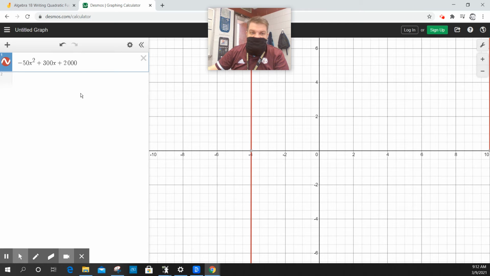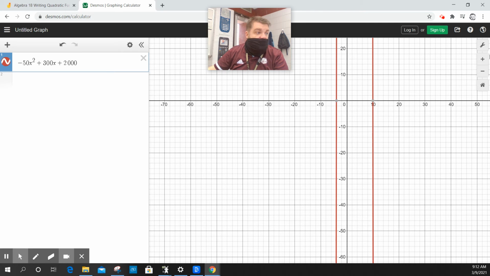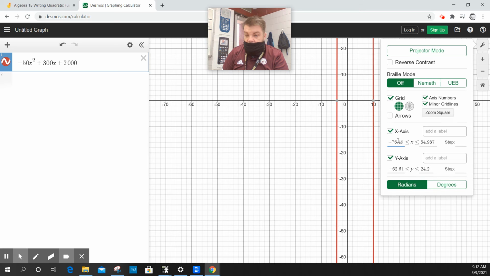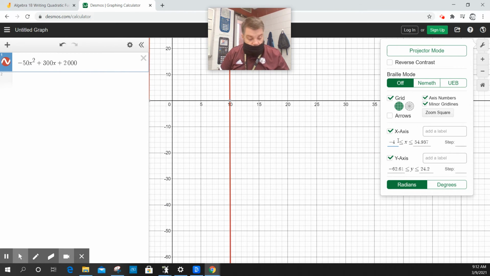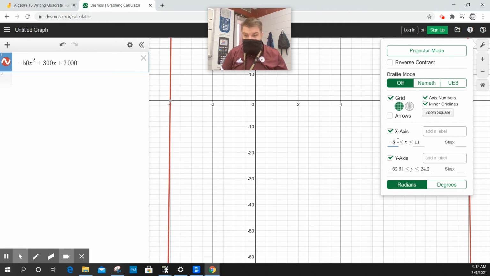So anyways, this is the graph so far. I've got to zoom out a little bit. So I'm going to set the parameters manually. I'm going to let my x-axis go from negative 4 to 10. We'll make it 11. We'll make this negative 5 to 11.